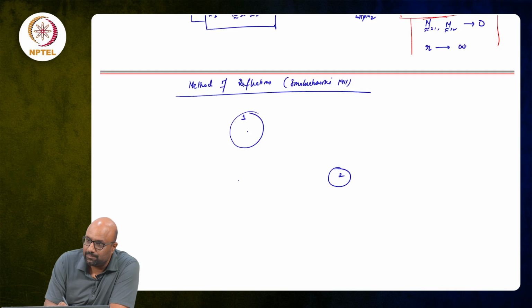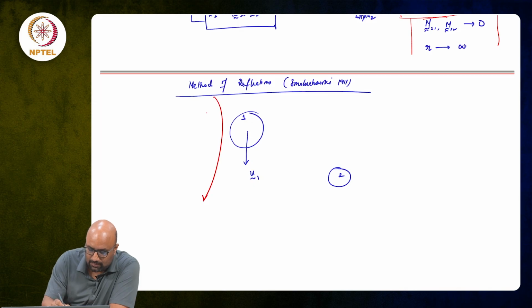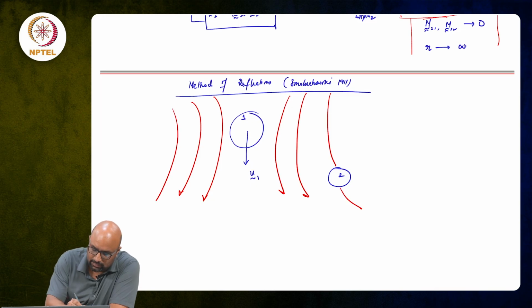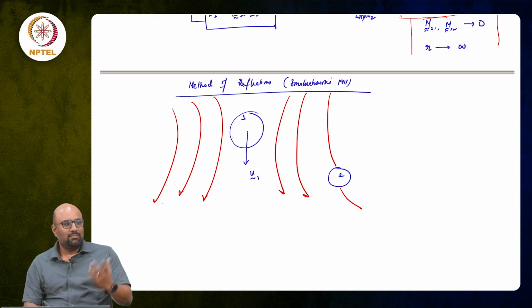then sphere 1 is translating with a velocity u1, and it creates a disturbance, which is your usual flow field due to a translating sphere. We know this quite well, right? If there is a translating sphere, it creates a certain flow field. There is a Stokeslet part and then there is a potential dipole part.